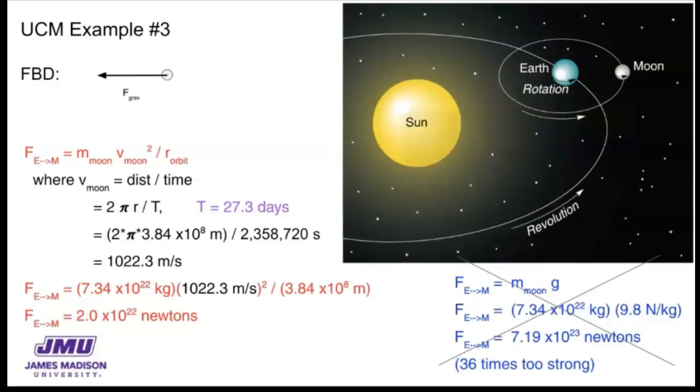So g is only applicable when you are talking about objects on or near the surface of the planet. And anytime you're talking about how strongly things are attracted to the planet when those things are not on the planet, we're going to have to deal with that a different way. And that's actually what our next video will be.